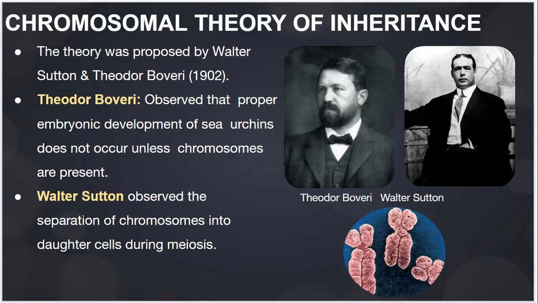Then Walter Sutton observed the separation of chromosomes into daughter cells during meiosis. Now we know there are two types of cell division, one is mitosis, one is meiosis. When genetic recombination happens, that is, exchange between the father and mother chromosomes taking place during meiotic division, new combinations of genes and new traits are formed, and a combination of the father's and the mother's genes takes place, and that is how you can see some of the traits of the father and the mother in the child. Earlier it was not known, so things were just getting discovered.